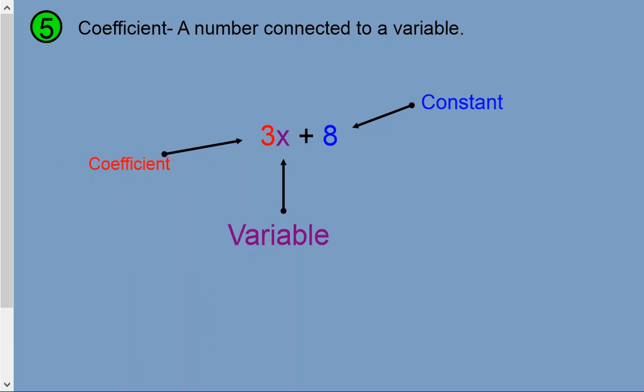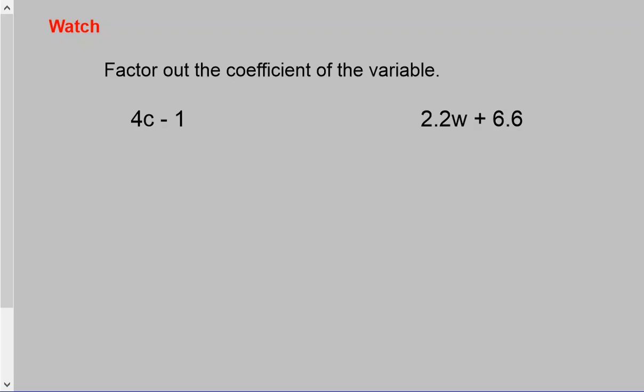So now our focus is going to be factoring out a variable. As long as you understand the coefficient, variable, and constant, we will look at some examples to factor out the coefficient of the variable. So for the first one, we have 4c minus 1, and we need to take out the coefficient, so that 4 next to the variable.